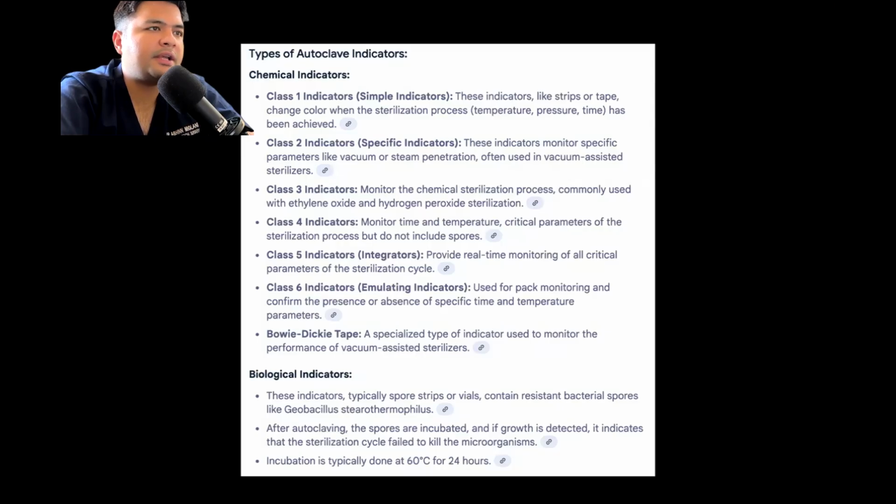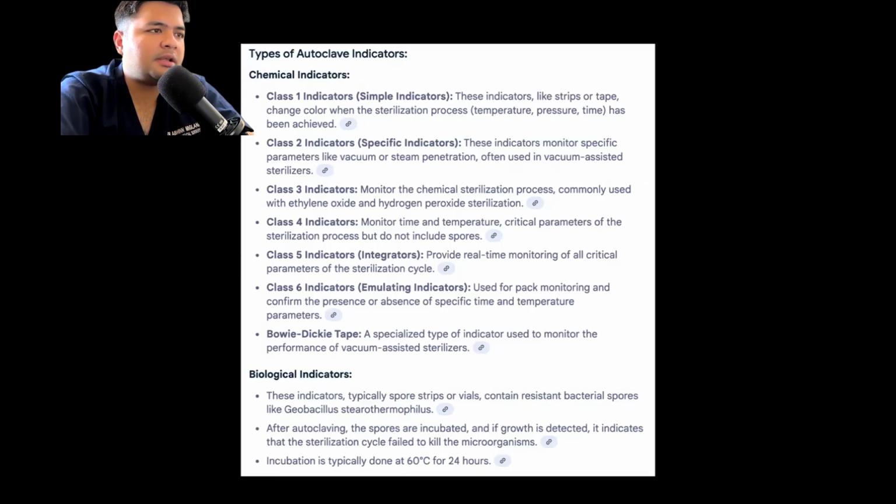Class 4 indicators monitor the time and temperature clinical parameters of the sterilization process but do not include spores. I hope everyone has a notebook with them. Kindly note these points. Class 5 indicators provide real-time monitoring of all critical parameters of the sterilization cycle. Class 6 indicators, the emulating indicators, are used for pack monitoring and confirm the presence or absence of specific time and temperature parameters. The Bowie-Dick tape is a specialized type of indicator used to monitor the performance of vacuum-assisted sterilizers.